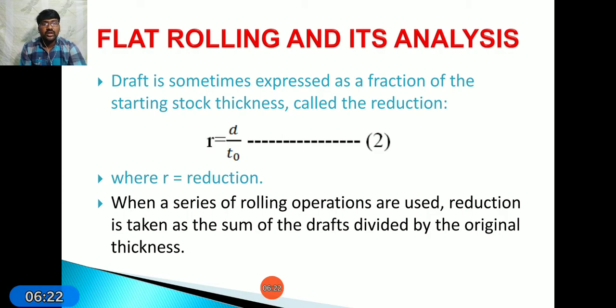We generally know the term T naught, the initial thickness. We can measure it before the rolling process. By using this, we can calculate the reduction. Suppose we note the initial and final thickness by using the draft, based on this we will calculate the reduction.